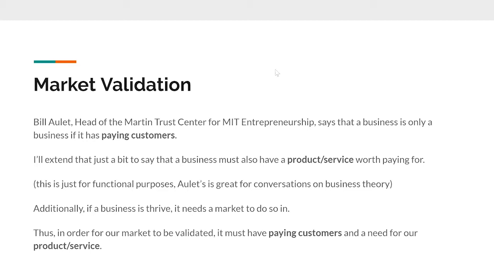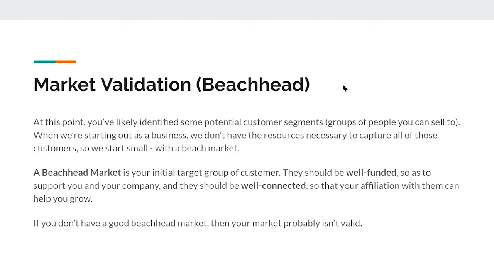So going back to market validation, that's our goal, is to validate the market, to say, okay, we can operate in this sector. And so by using Owlett's definition and my addition, we're saying that in order for a market to be validated, from a very high level point of view, it needs paying customers and a need for our product or service. So with that said, there are different markets that you can talk about.